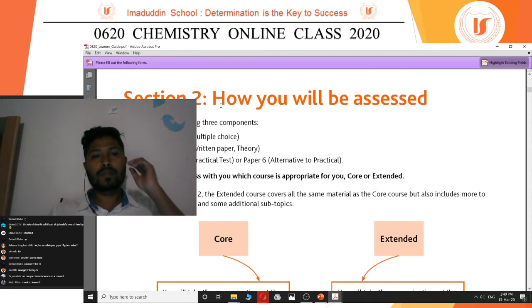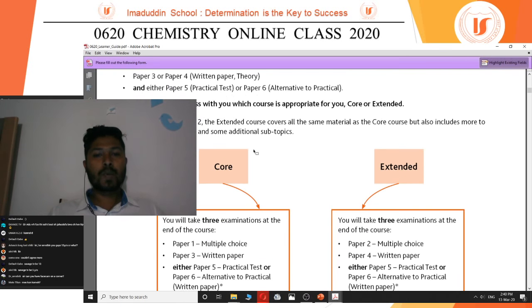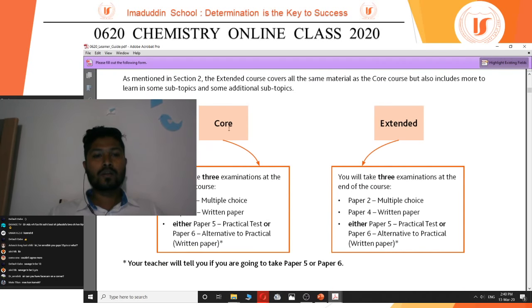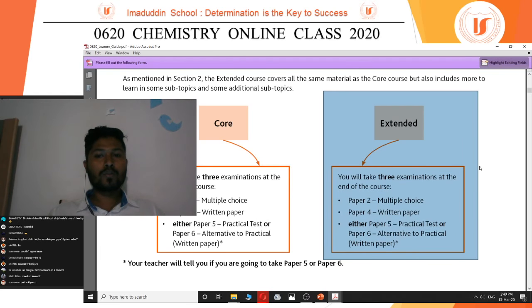How you will be assessed. There are a total of 6 papers, but 6 papers is for students who are doing core and extended. In Maldives, we are doing only extended. All students, please make a note of this one. Chemistry in Maldives, we are doing extended.